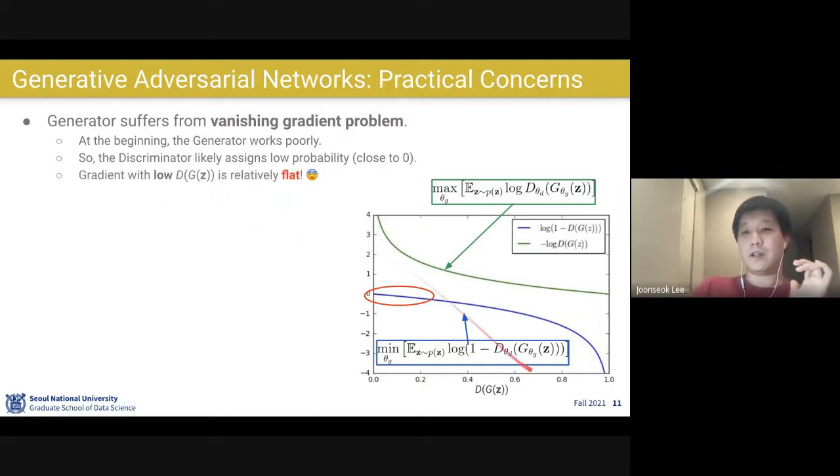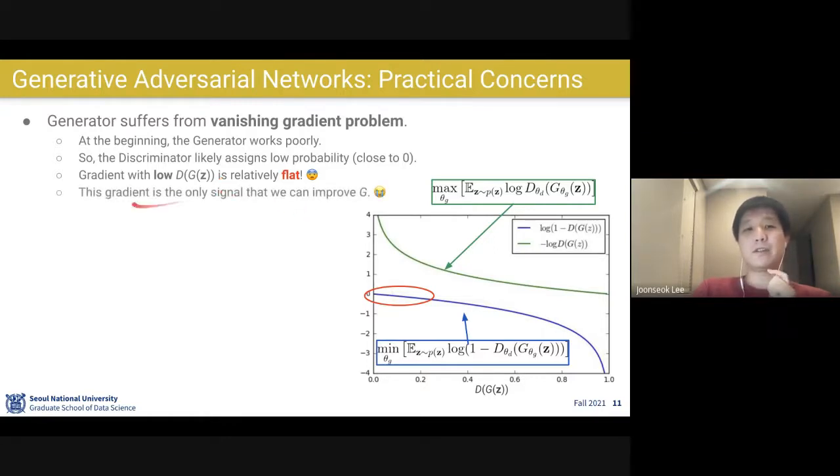And that means this is the discriminator's output. So if that is close to 0, this blue curve draws this log(1 - x). If the input is close to 1, which means the generated image is more like real, the gradient is larger. But if it's more like fake and it's too easy, then the gradient becomes close to 0 or gets smaller, as you can see in this image, right? The gradient with low D value is relatively flat.